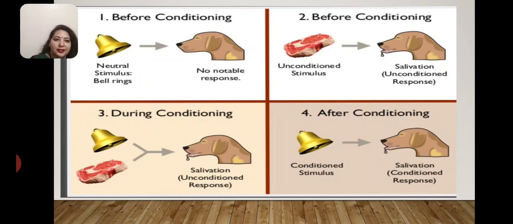the saliva starts secreting. The food is an unconditioned stimulus because it is a natural process. Not only dogs, even humans also, the watering of mouth is very common upon smelling food. So the unconditioned stimulus is the food here, and salivation is an unconditioned response.